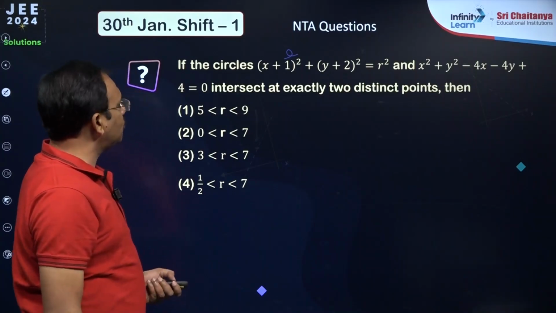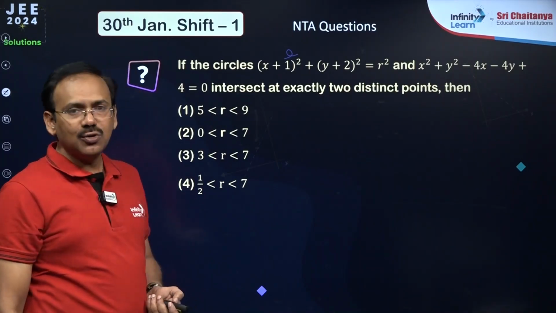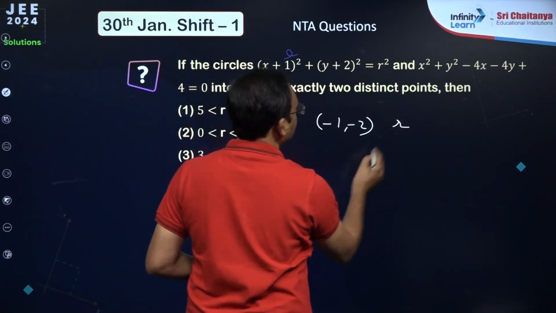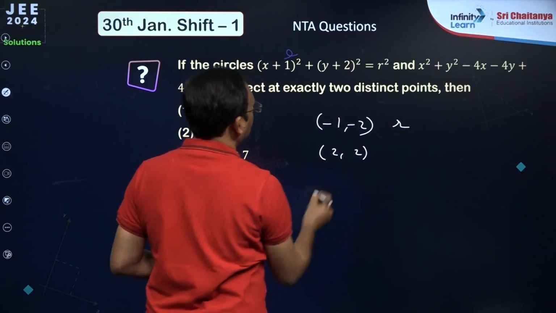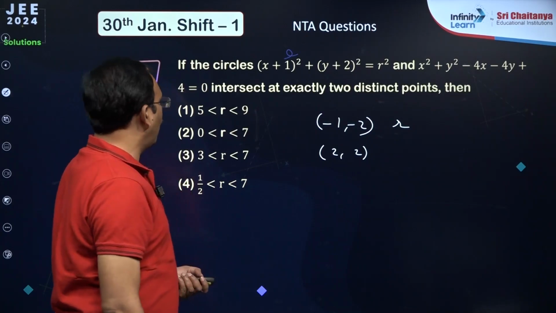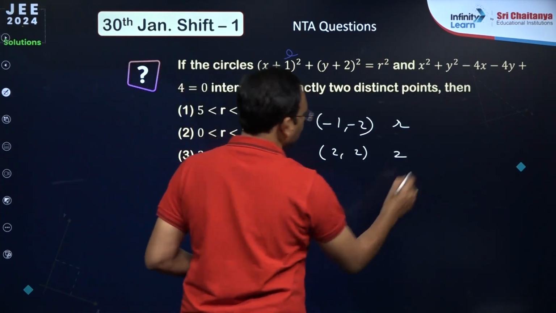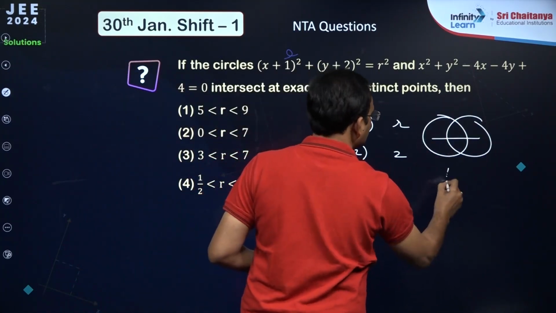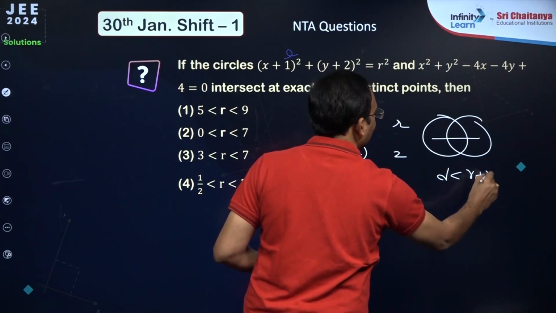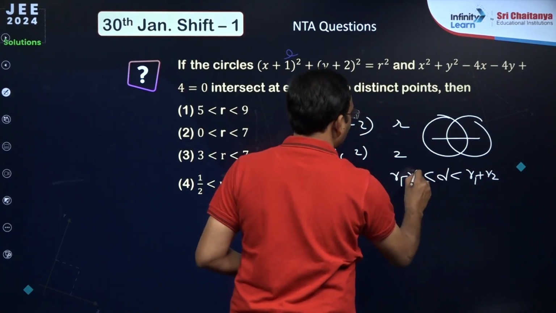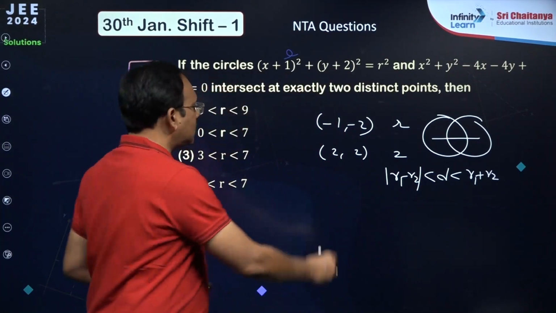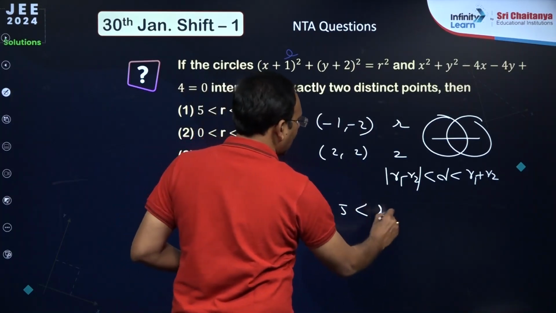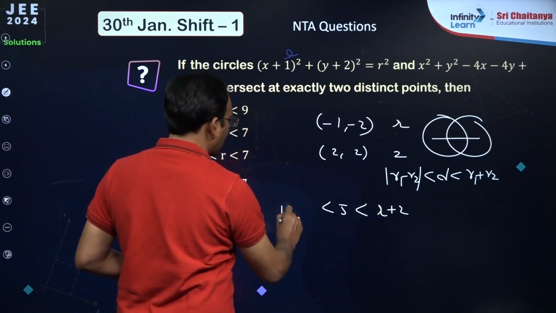Right, next, if the two circles intersect exactly at two distinct points, here the first circle center is minus 1, minus 2, radius r, the second circle center is 2, 2, and the radius is under root of 4 plus 4 minus 4, which is 2. So, if two circles intersect, my dear friends, the simple point is the distance between their centers is less than r1 plus r2, but more than mod r1 minus r2. This is the condition. Distance between their centers, 3 square plus 4 square under root, is 5, less than r plus 2, but more than mod r minus 2.